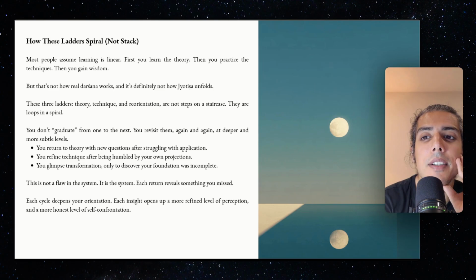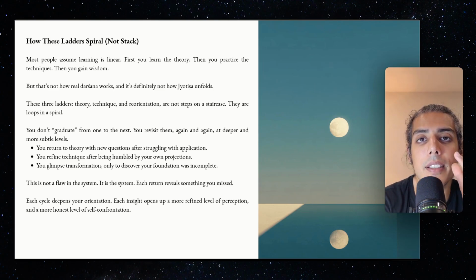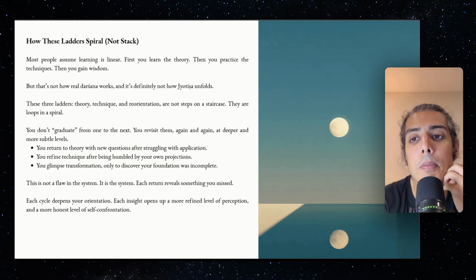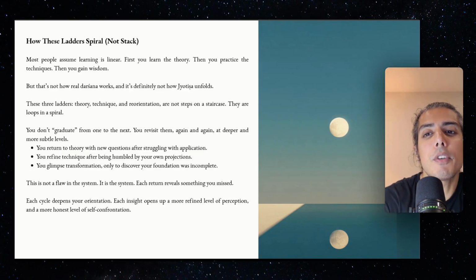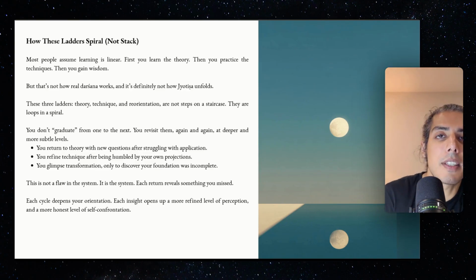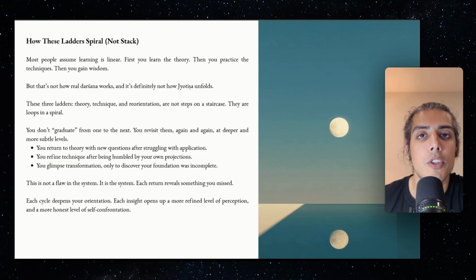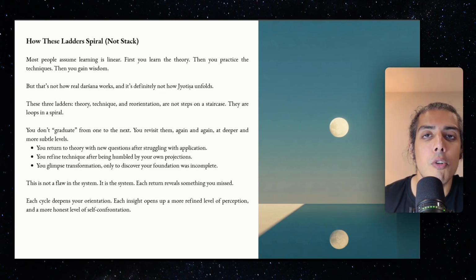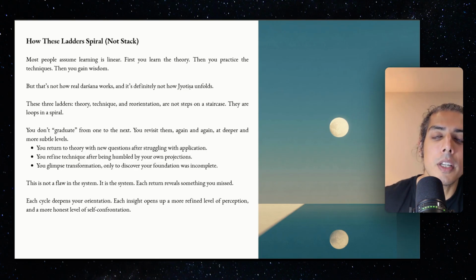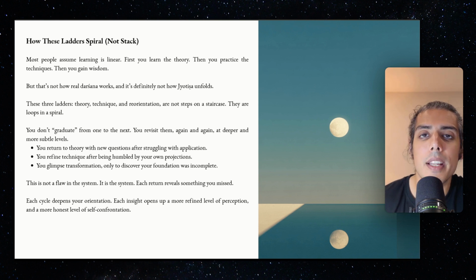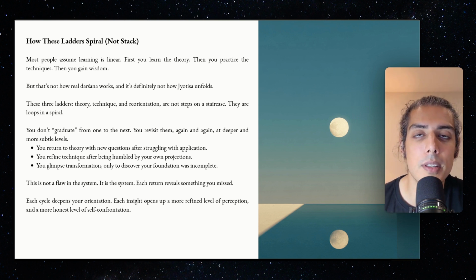So how these ladders spiral: they're not a stack, they are a spiral. Most people assume learning is linear. First you learn the theory, then you practice the techniques, and then you gain wisdom, and you're done. You're a Jyotishi. Now you can open your shop. You don't need to study the subject anymore. People come, you speak wise things, and it's finished. And it's the worst way to study this subject, and that's why Jyotish has become what it has become.